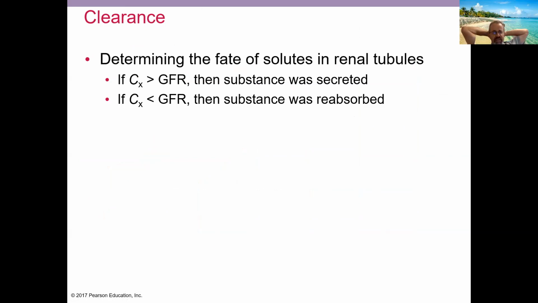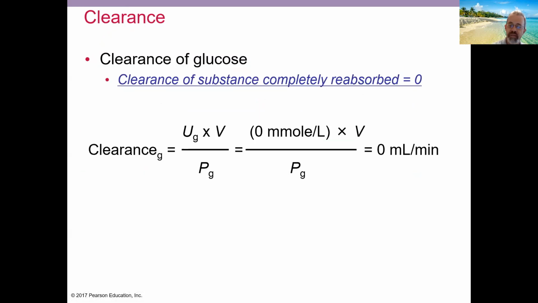If the clearance of a substance, and that's what Cx is, if the clearance is greater, well, let me look at the second one first. If the clearance rate is less than the GFR, then the substance was reabsorbed, right? So we know with glucose, the clearance is 0. That means it's completely reabsorbed. If the clearance is greater than the GFR, that means you've had some stuff added to it, so that means there is some secretion.